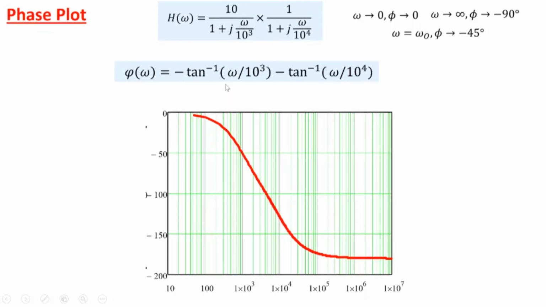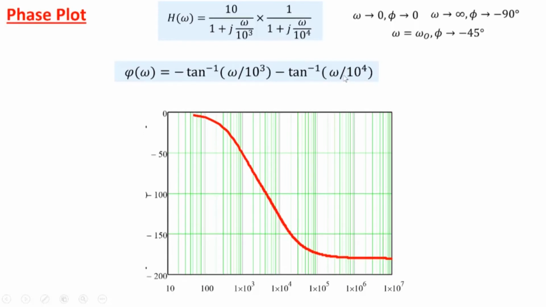So at 10 to the power 3, this term, note that at 10 power 3, omega is 10 power 3. This term, of course, tan inverse 1 will contribute 45 degree, but this one will also contribute something here, right? So this one is not exactly 0. So that's why when we go to 10 power 3, you can see here the phase is around minus 50. So this is also contributing, okay?